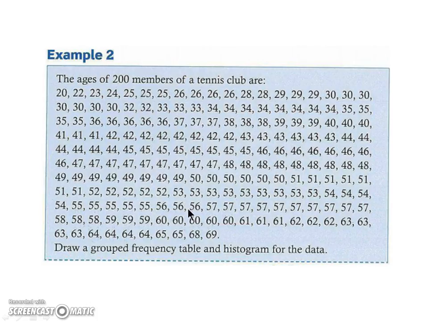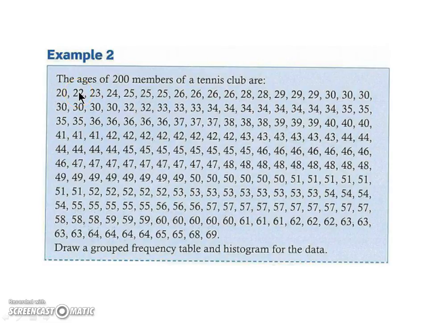Now let's look at example 2 in your textbook from chapter 8. Here we're looking at the ages of 200 members. All these numbers, we have 200 numbers here, and each number represents how old they are. It would not make sense to create a bar graph because I would end up with a lot of bars. For 20, I will have only 1 bar, with a frequency of 1.